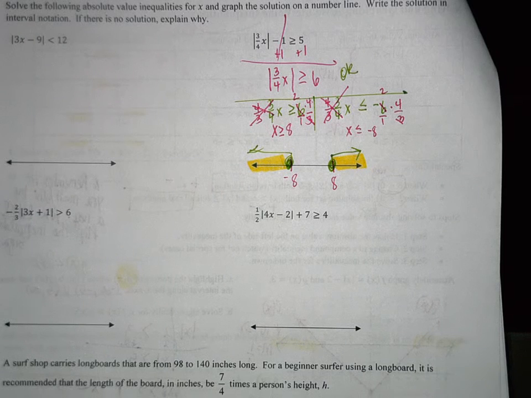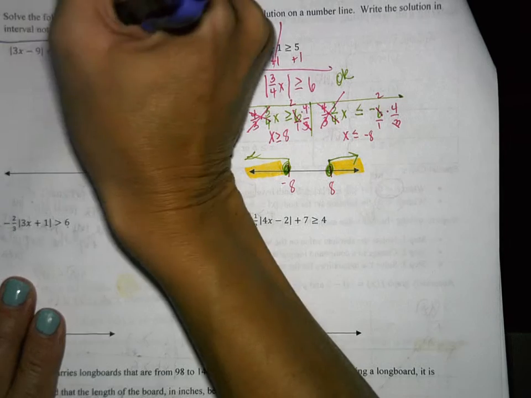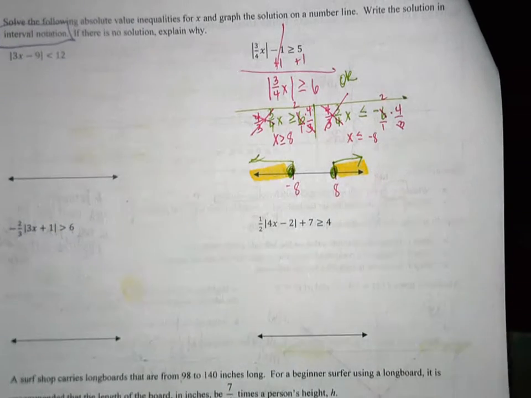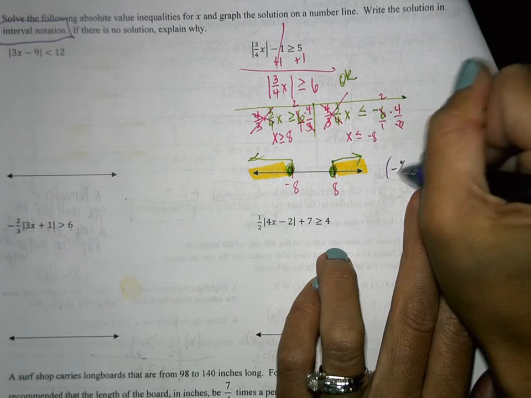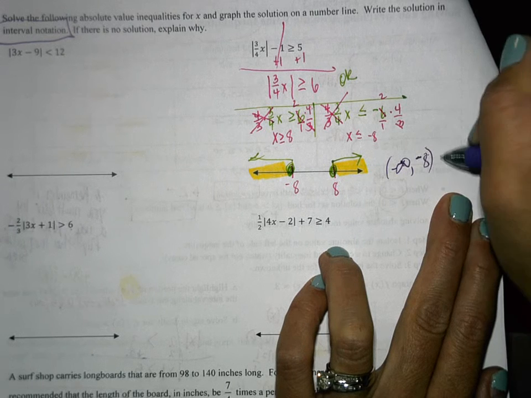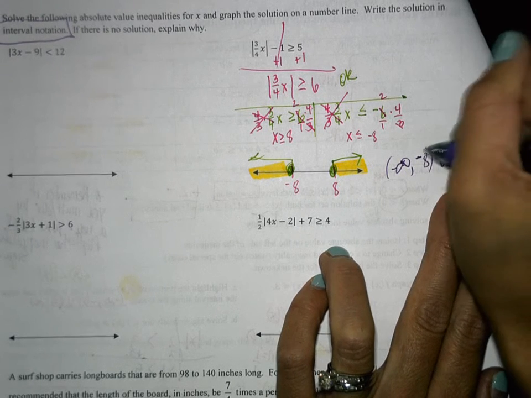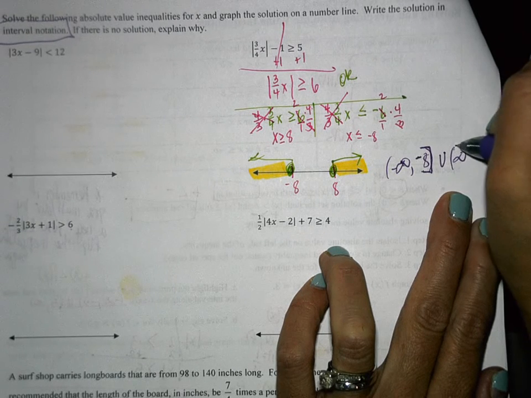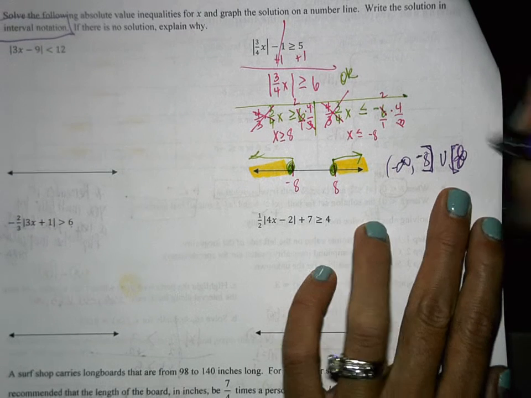They did, though, ask us to write our solution in interval notation. So how would I write this in interval notation? Negative infinity to negative 8. And then the union of 8. Oh, and sorry, this was supposed to be a bracket. And I can't write an 8. Oh my goodness. And then 8 to positive infinity.